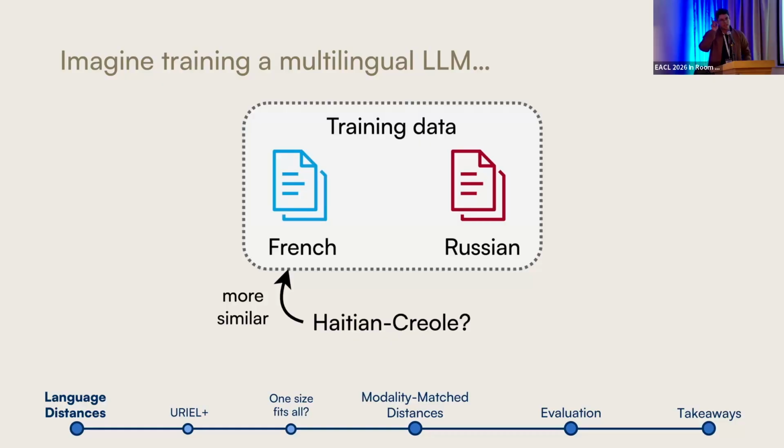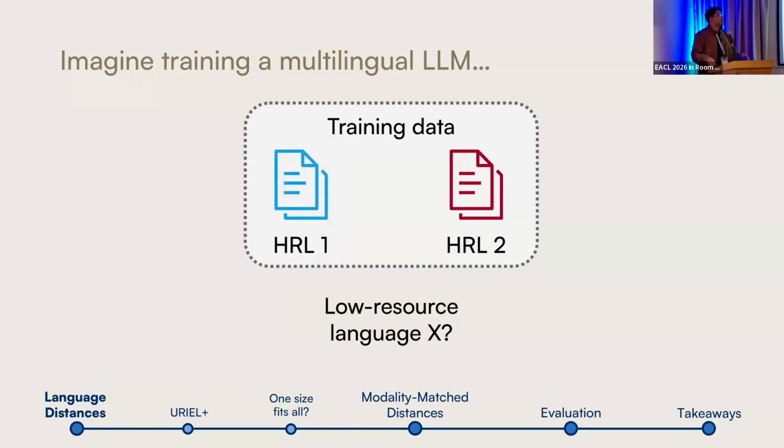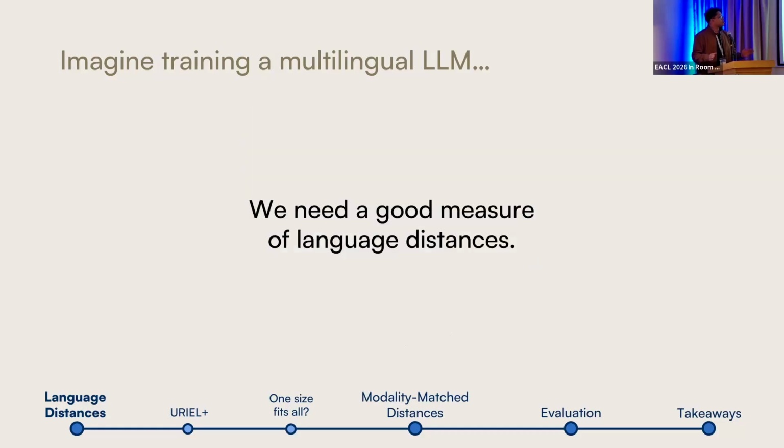But what did you actually think about when you made this decision? What you were thinking about is how distant French or Russian are to Haitian Creole, right? So implicitly, what you're doing is thinking about how distant they are, and you need a measure of language distances, right? The more general problem here is that we want to do some kind of task in some low resource language X, and we have maybe multiple choices of high resource languages. How do we choose the optimal high resource language as a source language to do some kind of task in some kind of target language? Okay. In other words, to do this, we need a good measure of language distances.